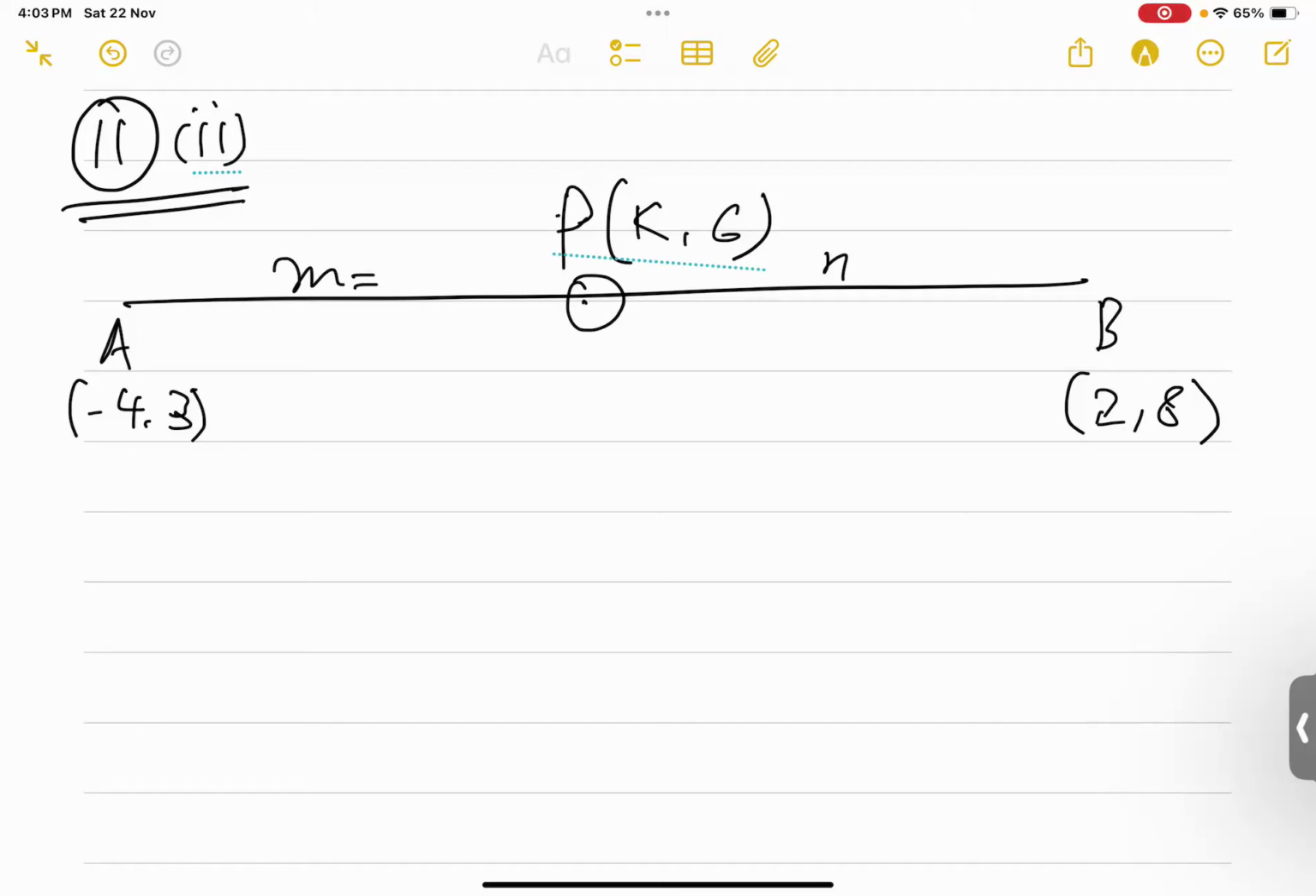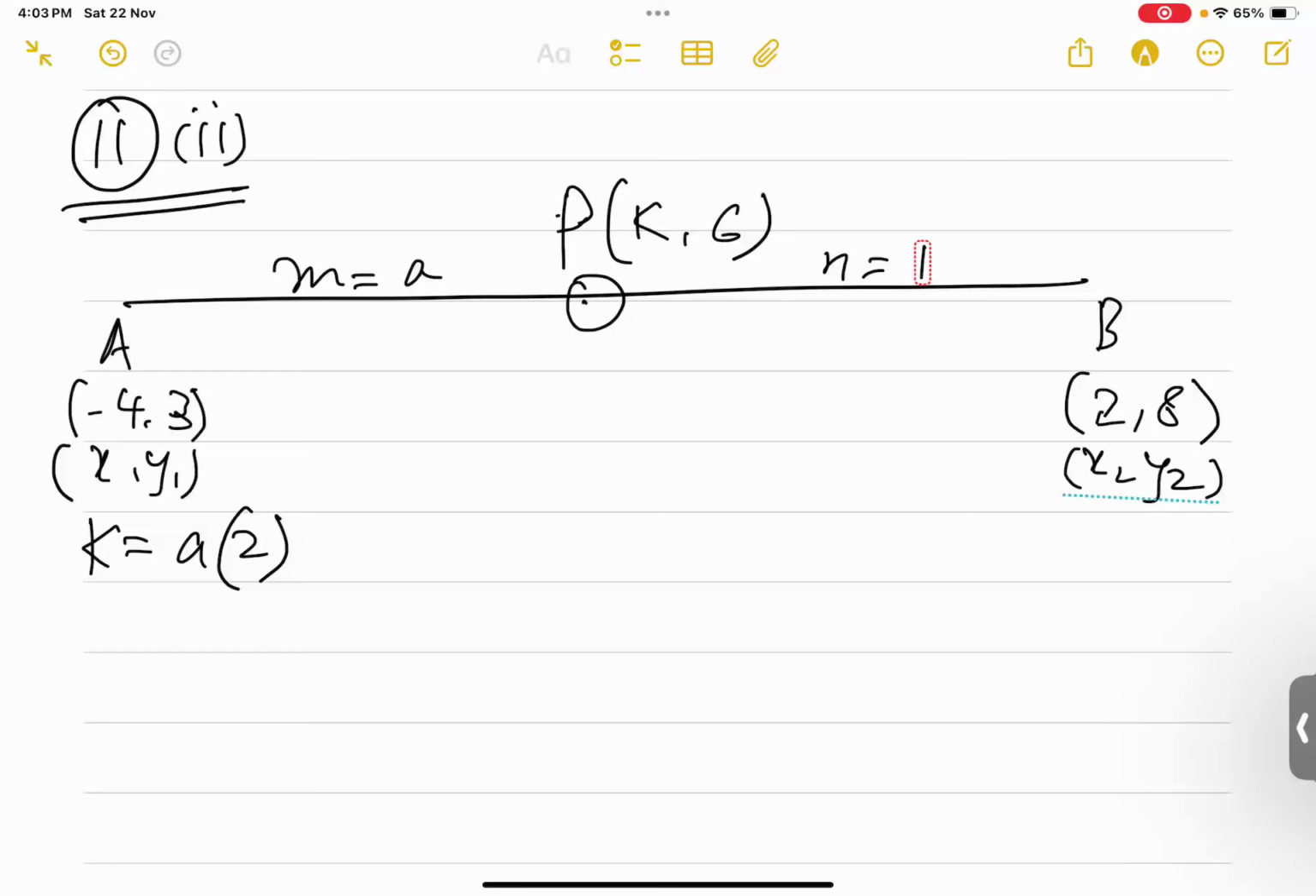Now let m be equal to k, but then k is already there in the problem. So I'm taking a small a, and n is equal to 1. So the ratio is a is to 1. We assume that the ratio m is to n is a is to 1. So by the internal division formula, k is equal to (m x2 + n x1) upon (m + n), where let this be x1, y1, and let this be x2, y2.